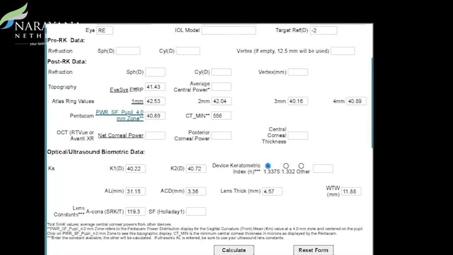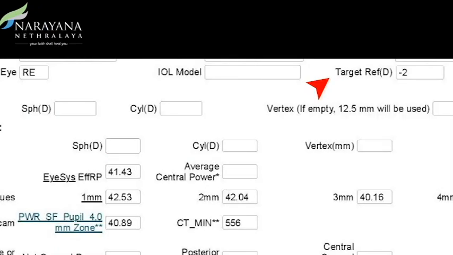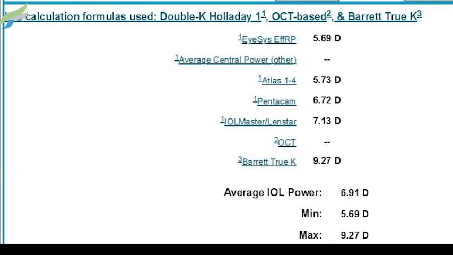Instead of the Atlas ring values, we can use the Pentacam EKR zonal values for the 1 to 4 mm rings. The appropriate biometry data is then filled up. An important point to note is that the target refraction should be kept at -1 or -2 depending on the cuts on the cornea. Here we have used -2 as it is a 16-cut RK and we don't want a hyperopic surprise. The calculator will then give us the IOL power for all the available formulae with the given data. The average value should then be used for the best results.